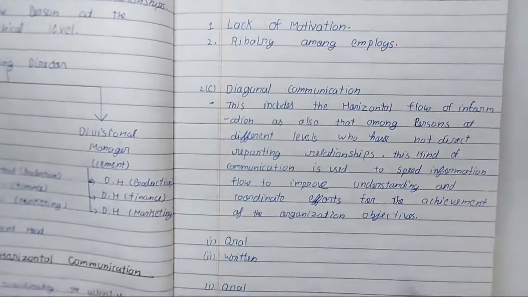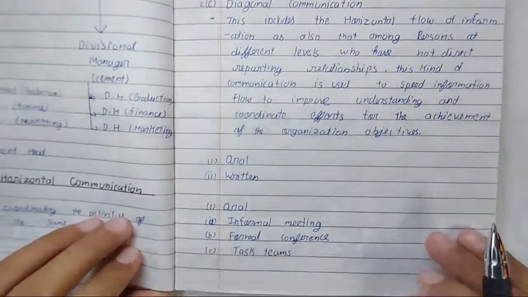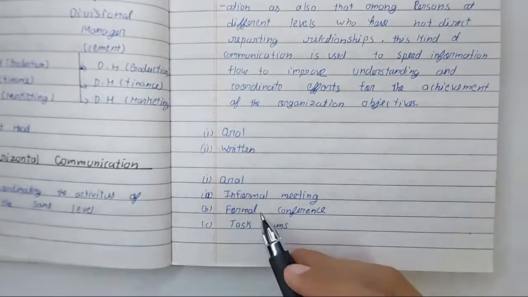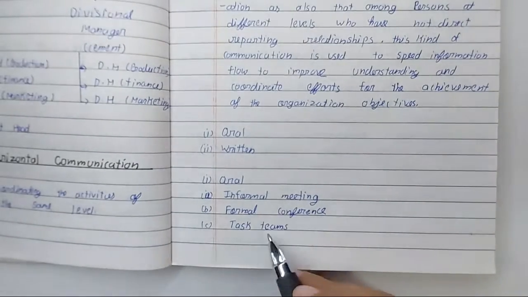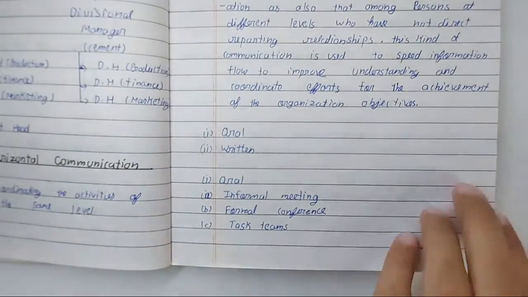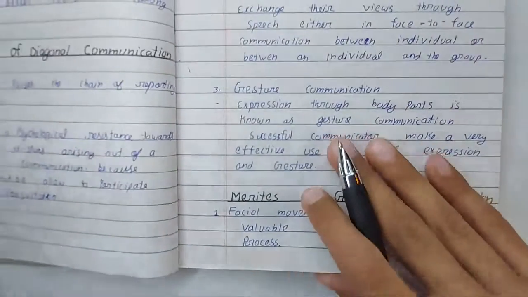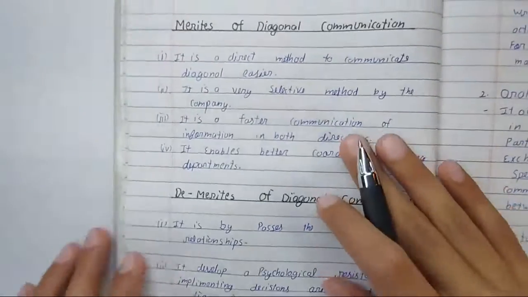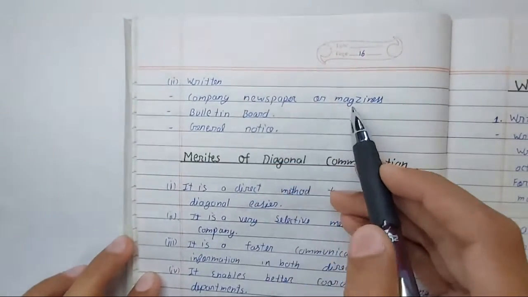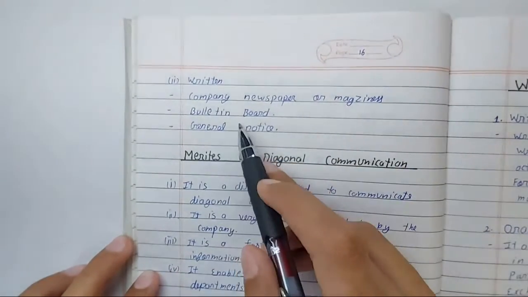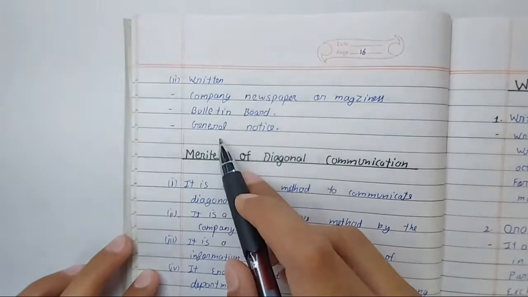First one oral and second one written. In oral communication: informal meeting, formal conference, and third one task team. In written communication: first one company newspaper or magazines, second bulletin board, third general notice.